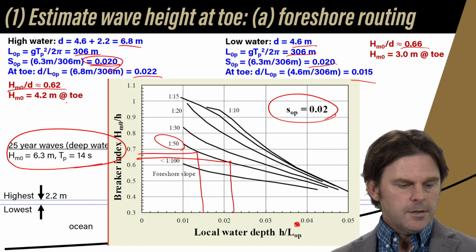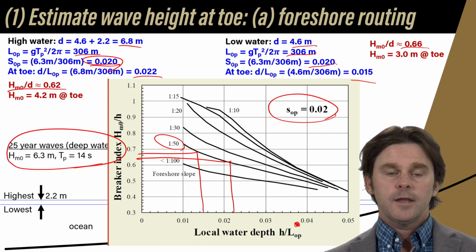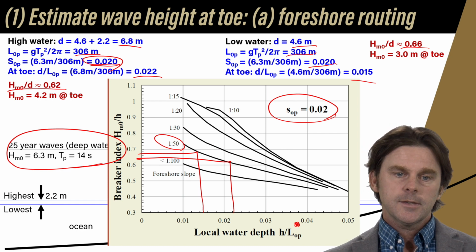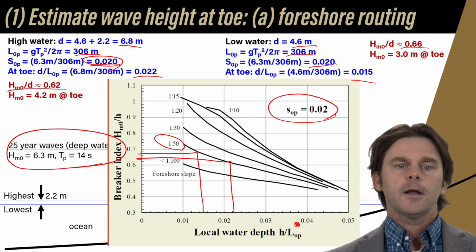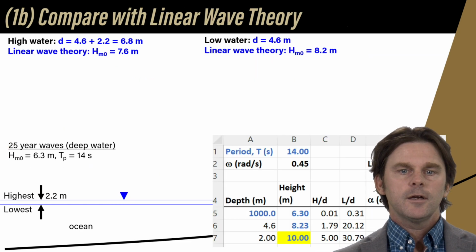So that's what we need to do. And that is the maximum significant wave height that we would expect. That would occur if the waves are depth limited, basically so big that they're breaking to dissipate energy and they're going to get dialed down to this maximum. We have to compare with linear wave theory.